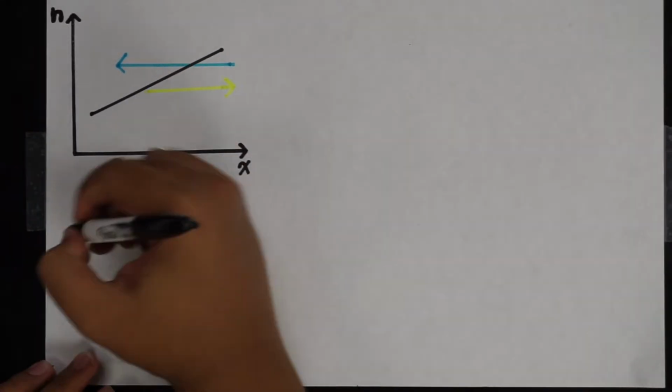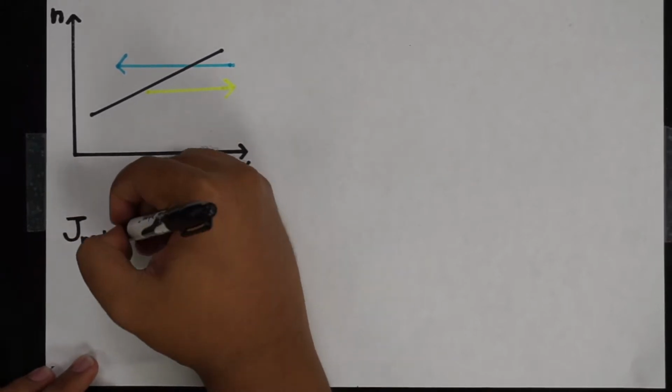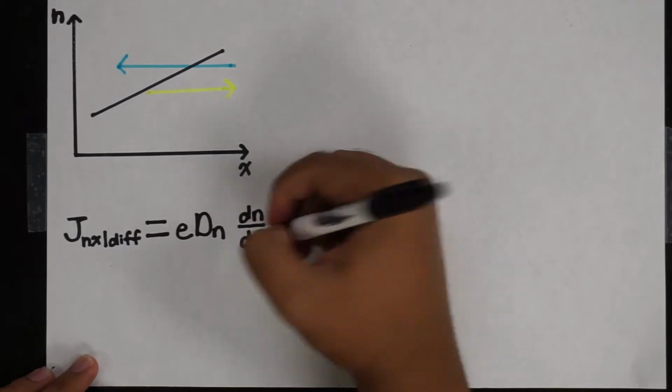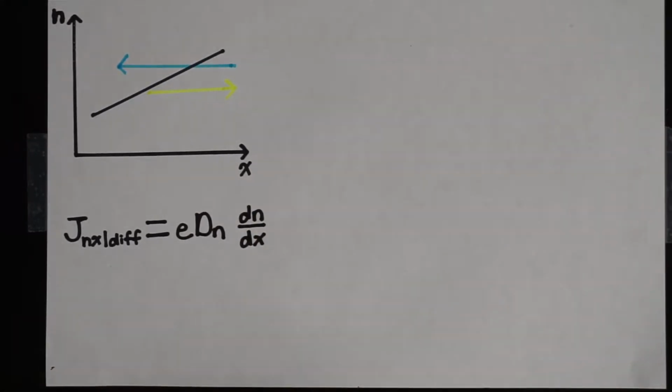The electron diffusion current density in one dimension is J sub n equals E times D sub n dn/dx, where E is the charge on an electron, D sub n is the electron diffusion coefficient, which is in centimeters squared per second, and dn/dx is the change in electron concentration over a set distance.